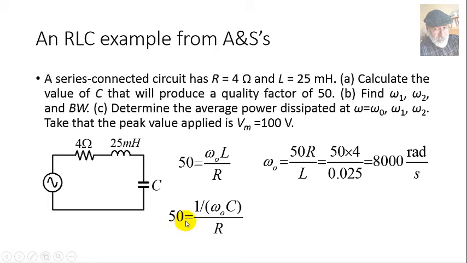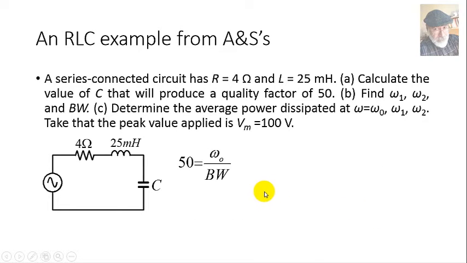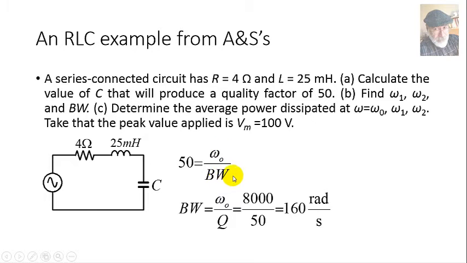But that quality factor is also how much bigger the reactance of the capacitor at omega naught is than the resistor. And now we know omega naught and we know R. So let's find C. The capacitance is 625 nanofarads. We also know that that quality factor, 50, is how much bigger the resonant frequency, 8 kiloradians per second, is than the bandwidth. So we can compute the bandwidth now. 8 kiloradians divided by 50, that is 160 radians per second.